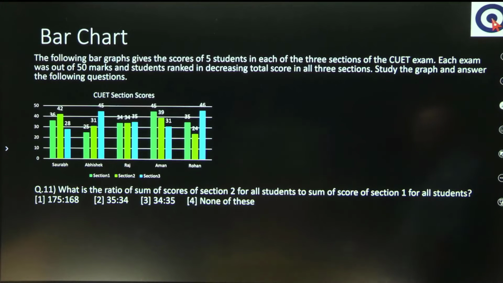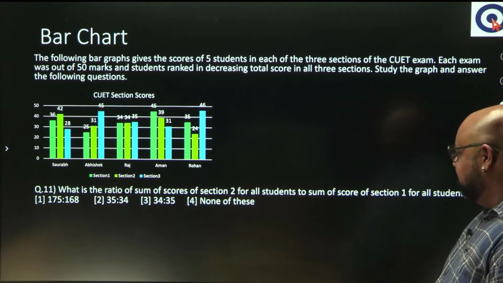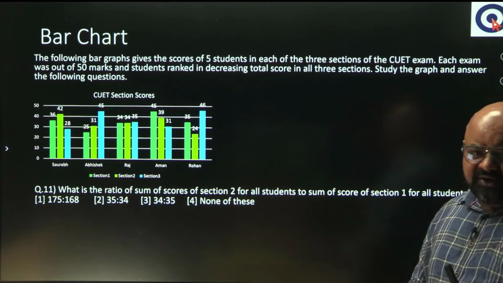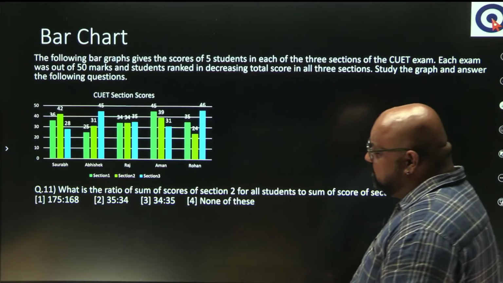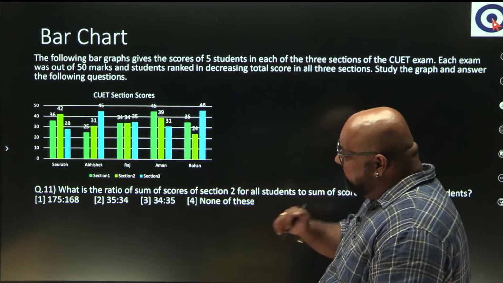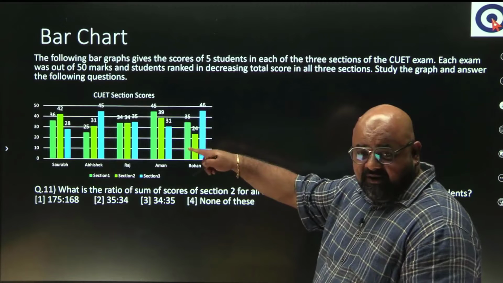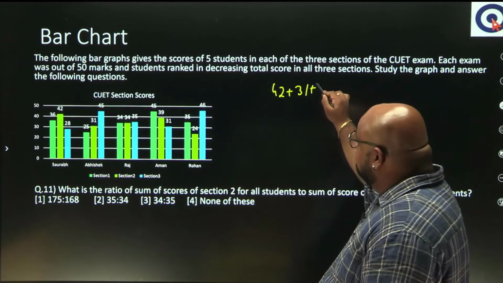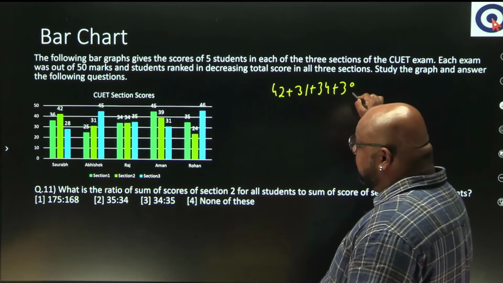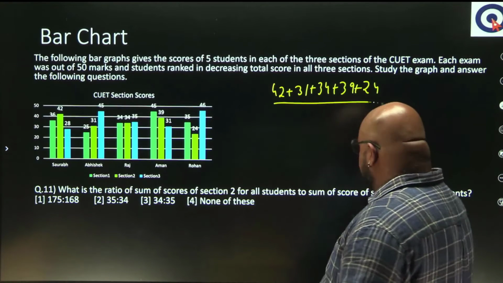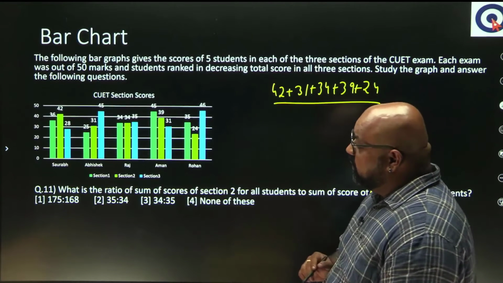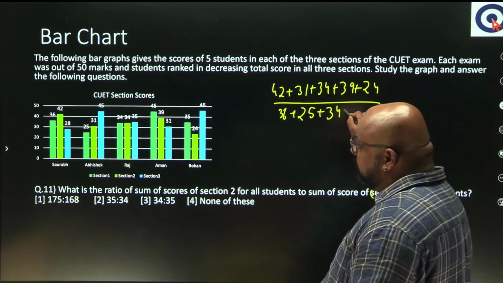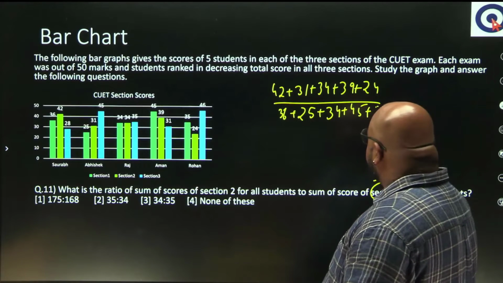What is the ratio of sum of scores for section 2 for all the students to sum of scores of section 1 for all the students? Values are given, just add and find the ratio. For section 2, the bar in between the 3 bars, the scores will be 42, 31, 34, 39 and 24. The sum of scores of section 1 will be 36, 25, 34, 45 and 35.